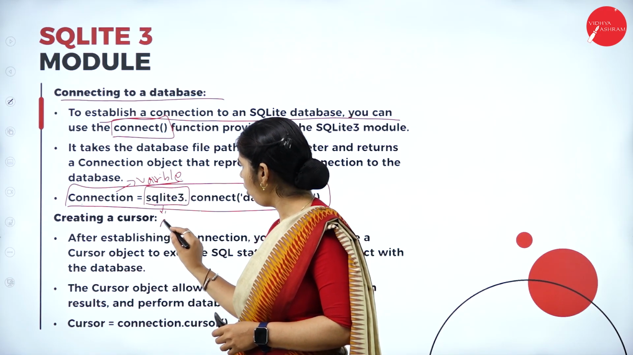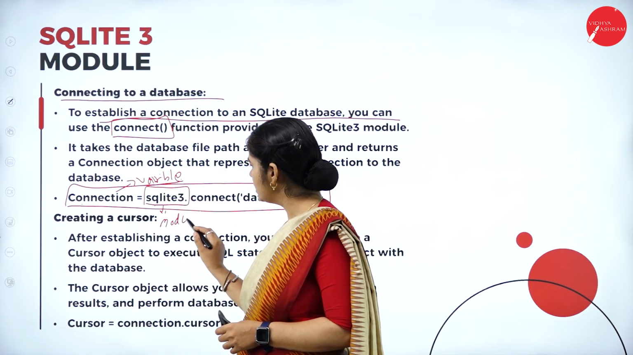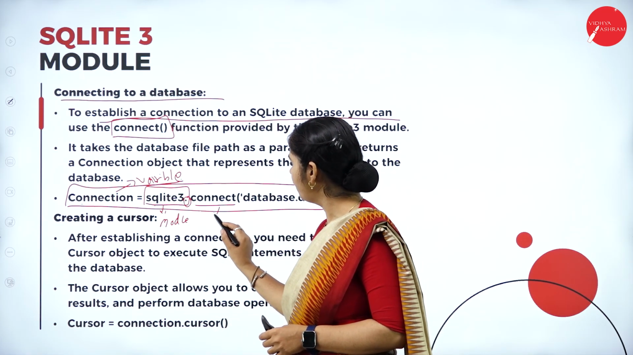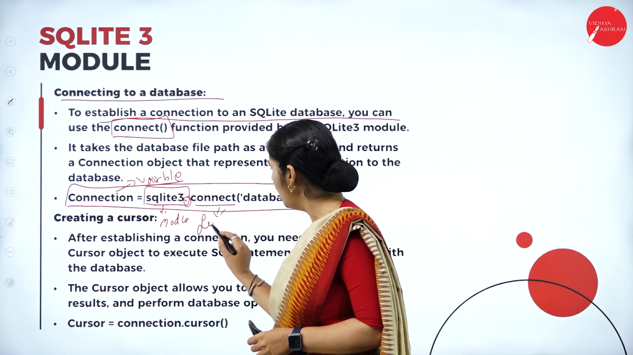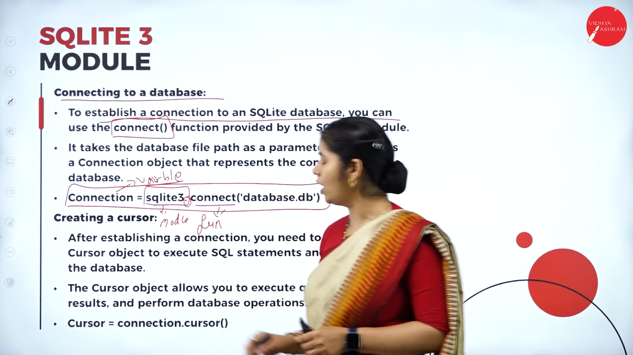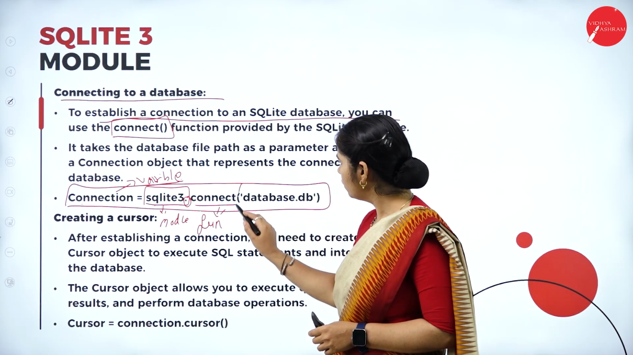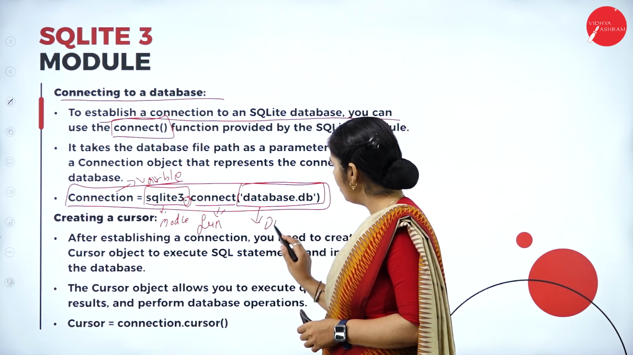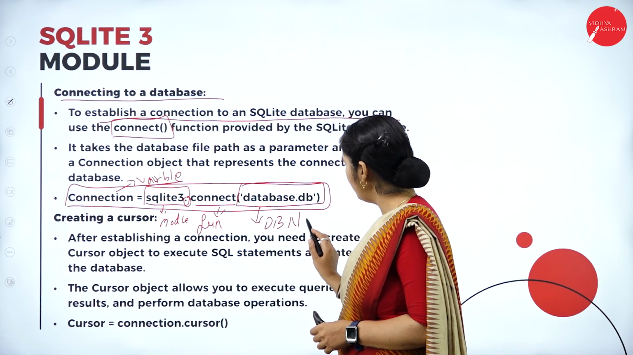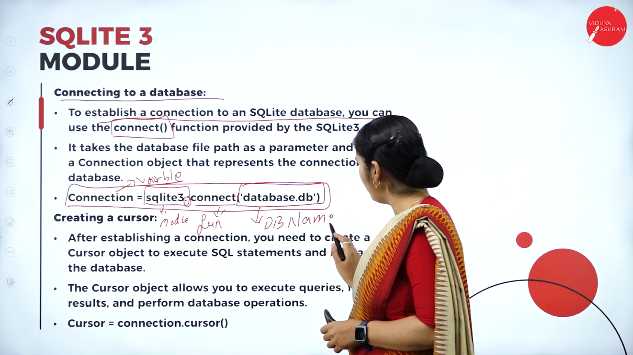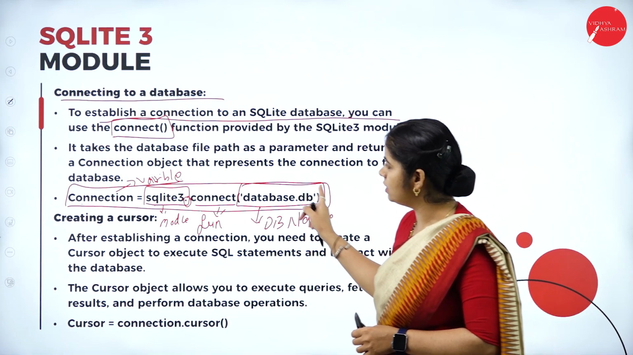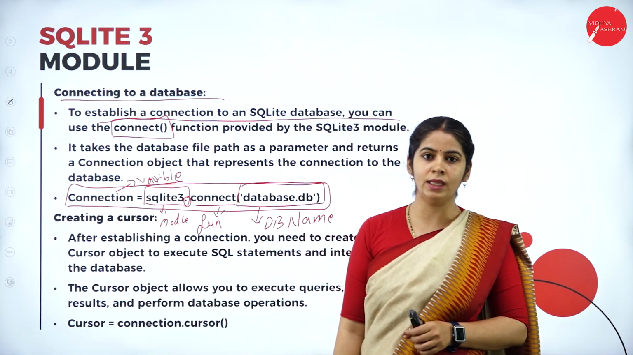This is a module, or an object I can say. Using this object and the dot operator, I am calling a function. Connect is the function we are calling. And what are we connecting to? We are connecting to a database. So we need to provide which database we are connecting to. We need to provide the name of the database. This is the syntax for providing the connection.